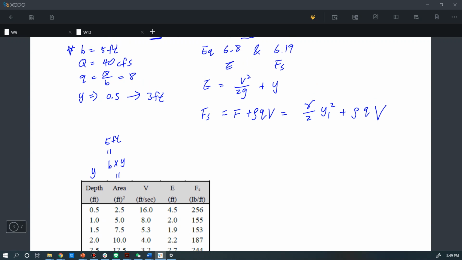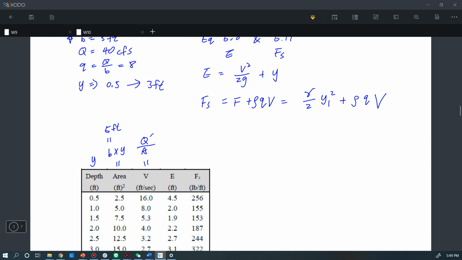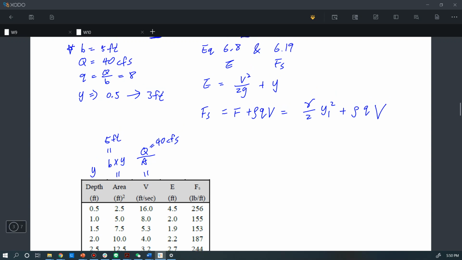Then, to calculate the velocity, we know the flow rate and we know the area, so the velocity simply can be calculated by the flow rate divided by the area. And the flow rate here is 40 cfs. Okay, so you just plug the area number into this equation, then you get this column for the velocity. After you know the velocity, you can calculate the specific force and specific energy using these equations.